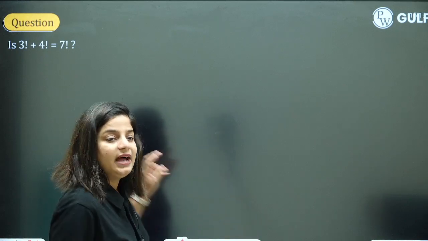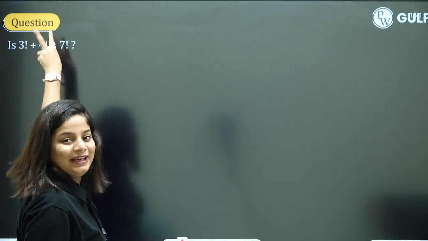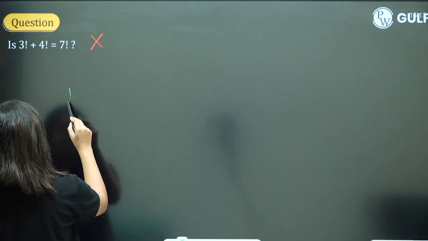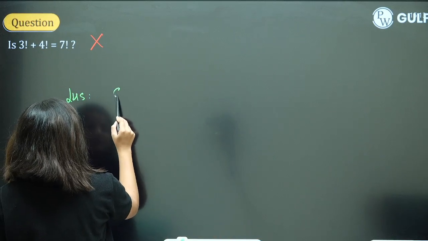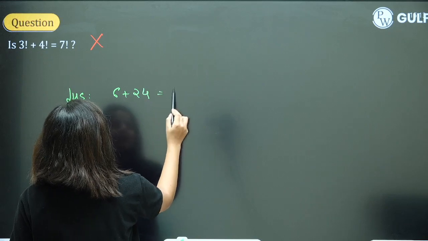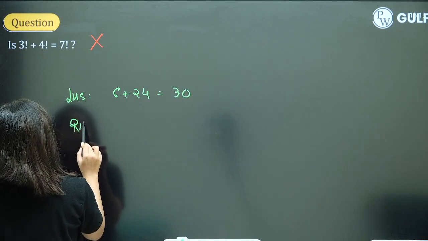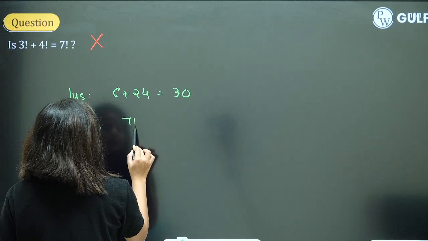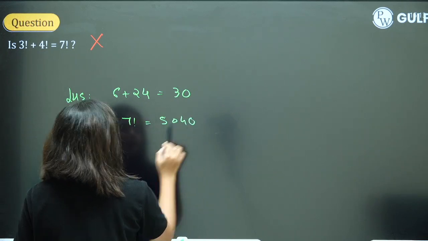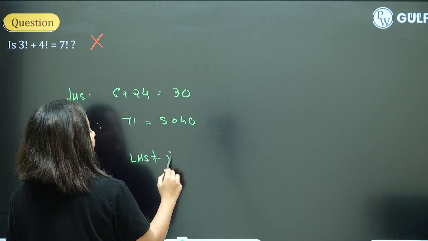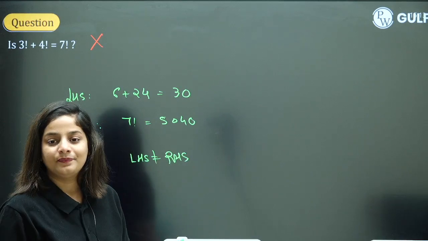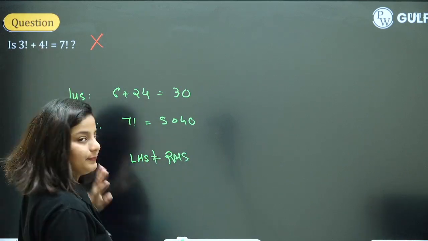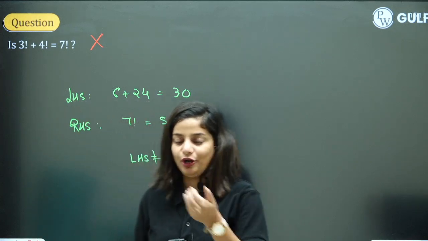Is 3 factorial plus 4 factorial equal to 7 factorial? That means, can I take this factorial common and add 3 plus 4, 7? No, this is not possible, because if you calculate separately the LHS, 3 factorial is 6, 4 factorial is 24, I am getting the answer 30. When you calculate RHS, 7 factorial is equal to 5040. Are they equal? Yeah, far away. So you cannot do such a thing. Okay, you cannot take factorial common.